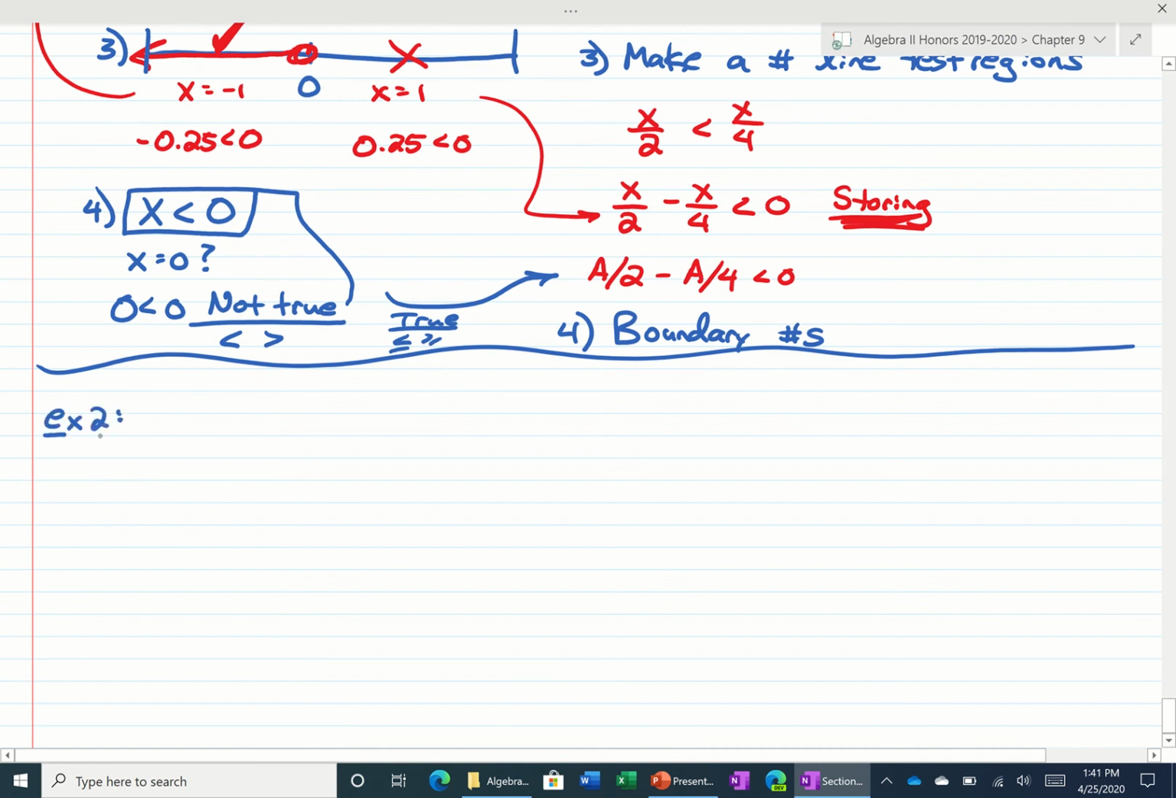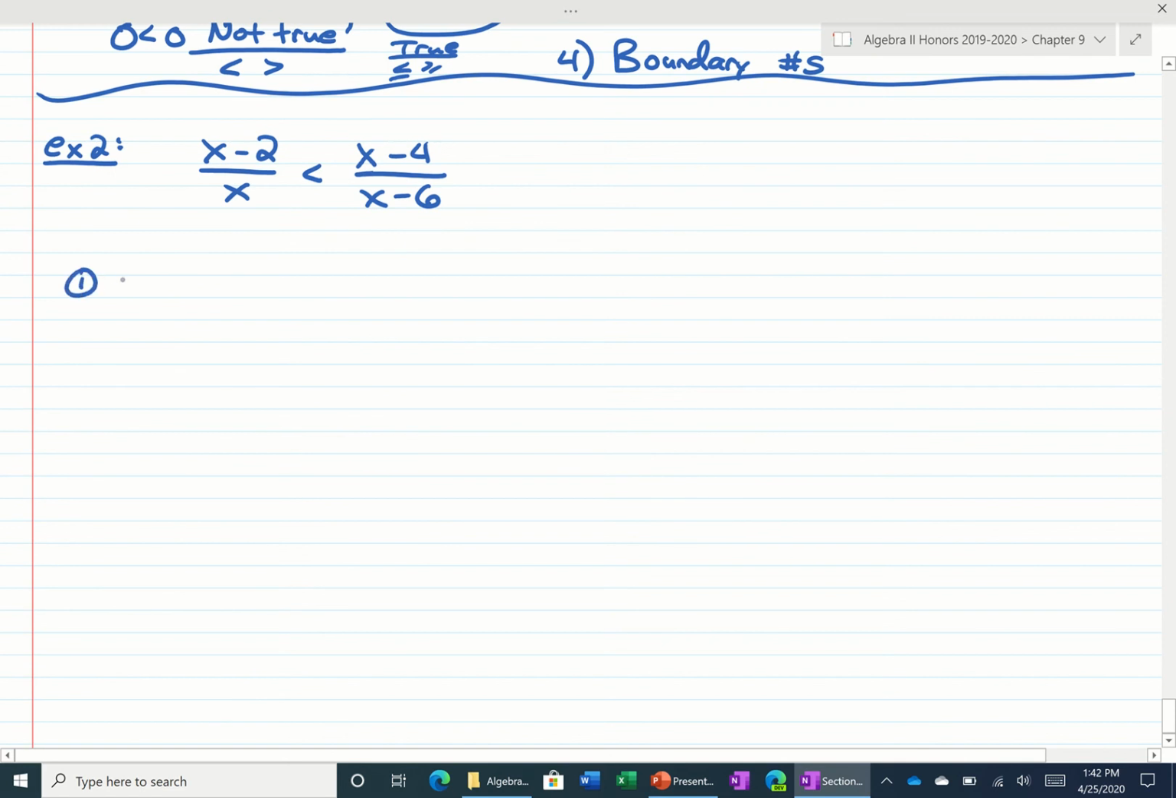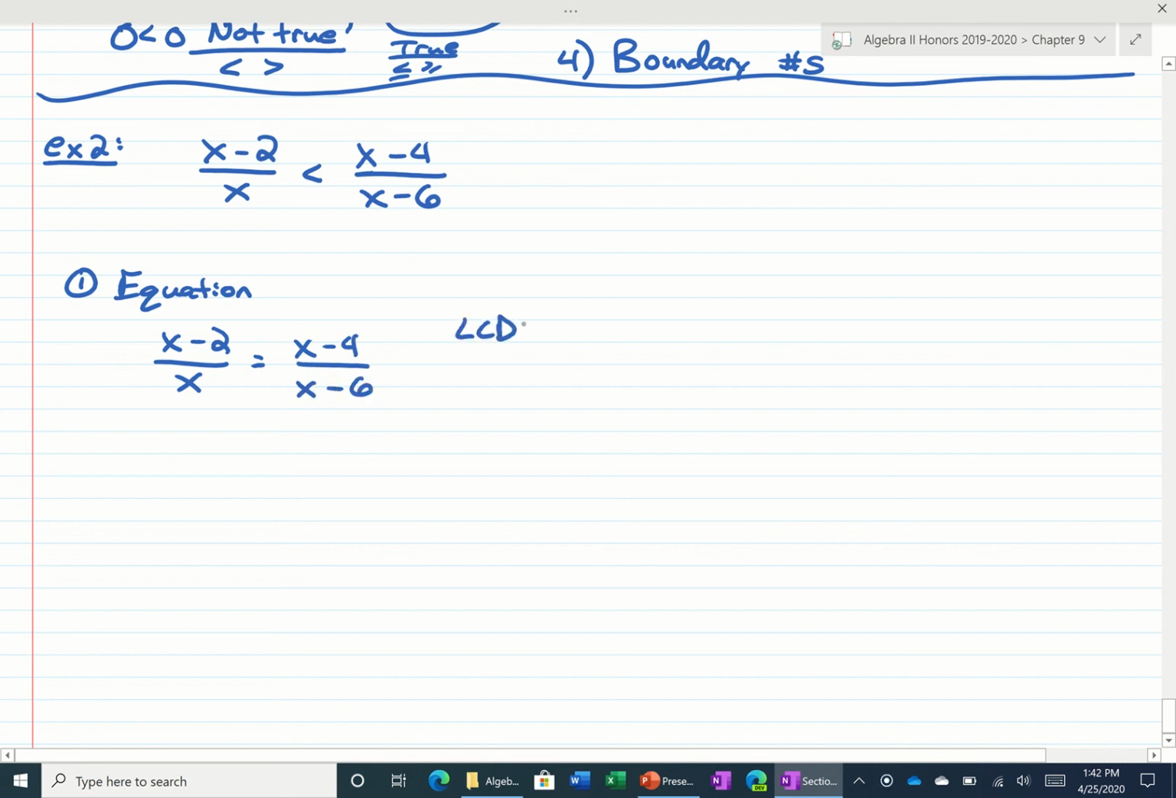So example 2, it says x minus 2 over x is less than x minus 4 over x minus 6. So we'll follow our steps. First step is we're going to solve it like an equation. So x minus 2 over x is equal to x minus 4 over x minus 6. Now, our least common denominator here would be x times x minus 6. We're going to multiply everything by that.